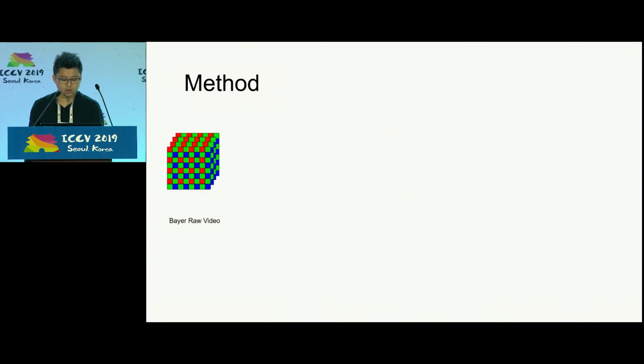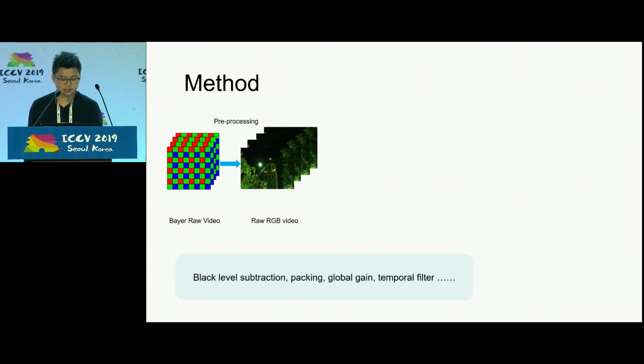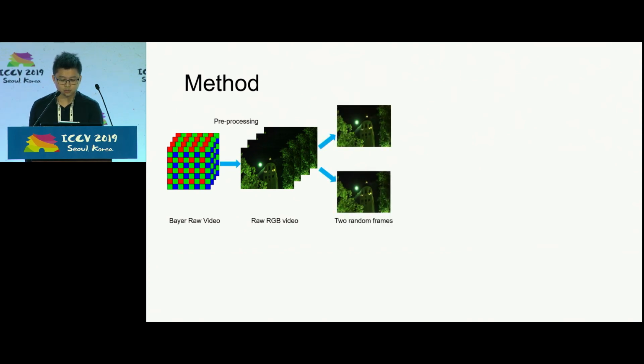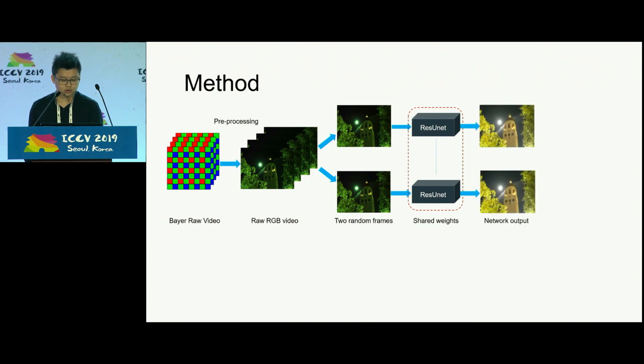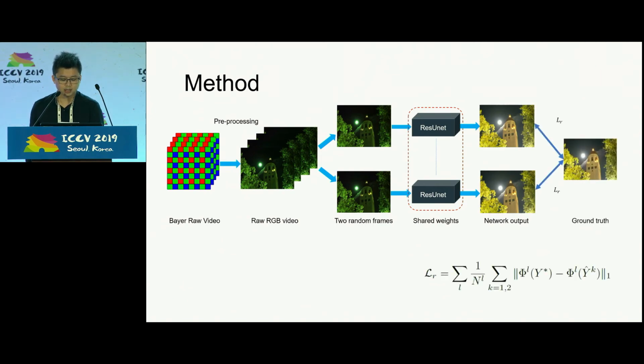For training our model, we first capture bare raw video data. Then we apply some pre-processing steps to enhance the spatial-temporal coherence. Next, we pick 2 random frames in a static video and use a ResUnet to generate 2 high-quality video frames that should be close to the ground truth. Furthermore, we add a self-consistency loss that enforces consistency between any 2 frames.